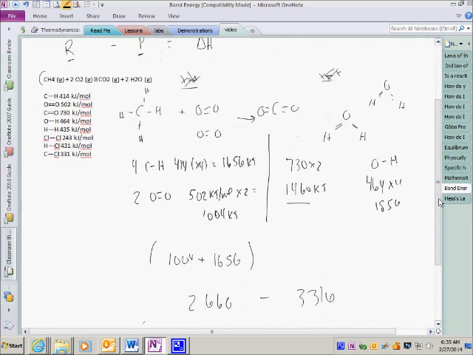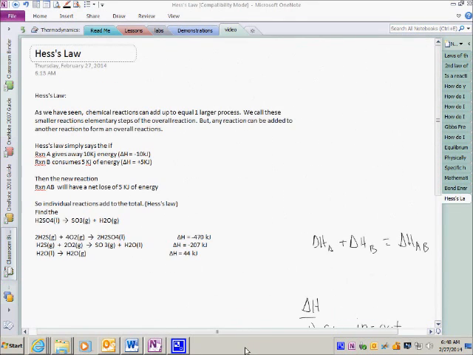Okay. All right, next. So our last little section here is about Hess's law. Now, Hess's law, as we have seen from earlier chapters, says that chemical reactions can add up to equal one larger process, which we call these smaller ones elementary reactions. So for example, we've had situations where we have reaction A, and then we have reaction B, and add those up, give you reaction A, B.